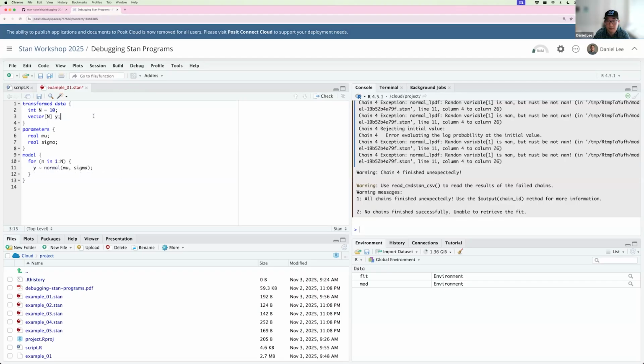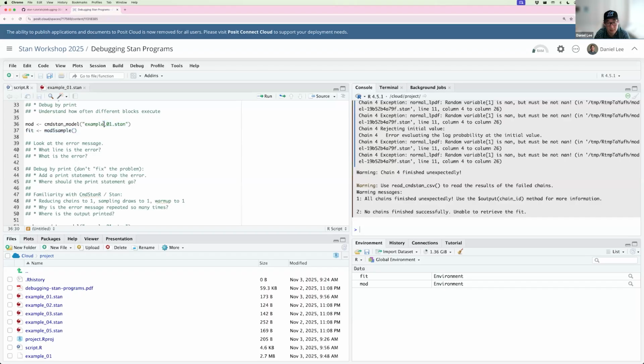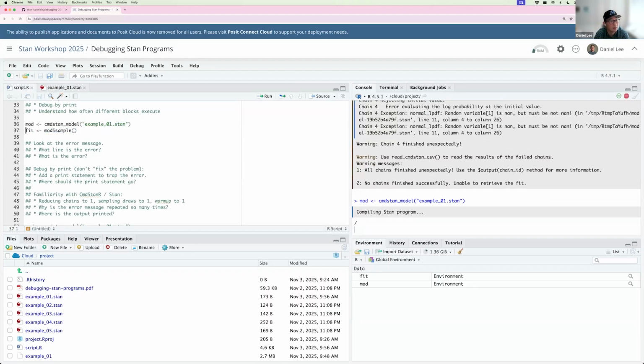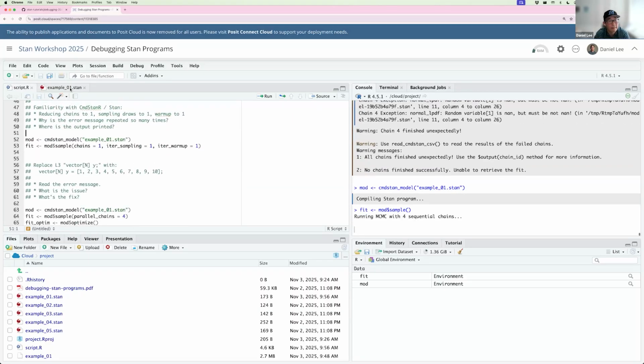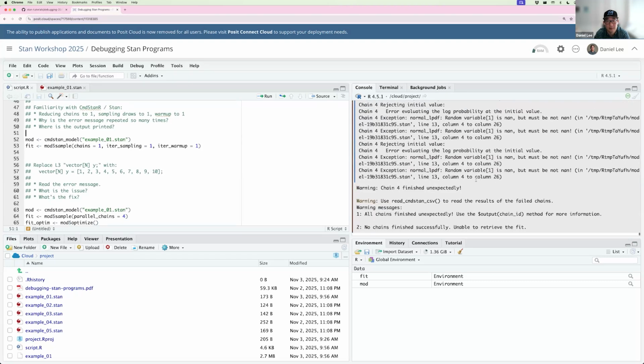So first thing we can do, we'll add, how many of you are familiar with print statements in Stan? You use this a lot? Okay, cool. So if you're familiar with print statements, that's great. We're going to do that. You need to recompile this model, and then you can run it again.